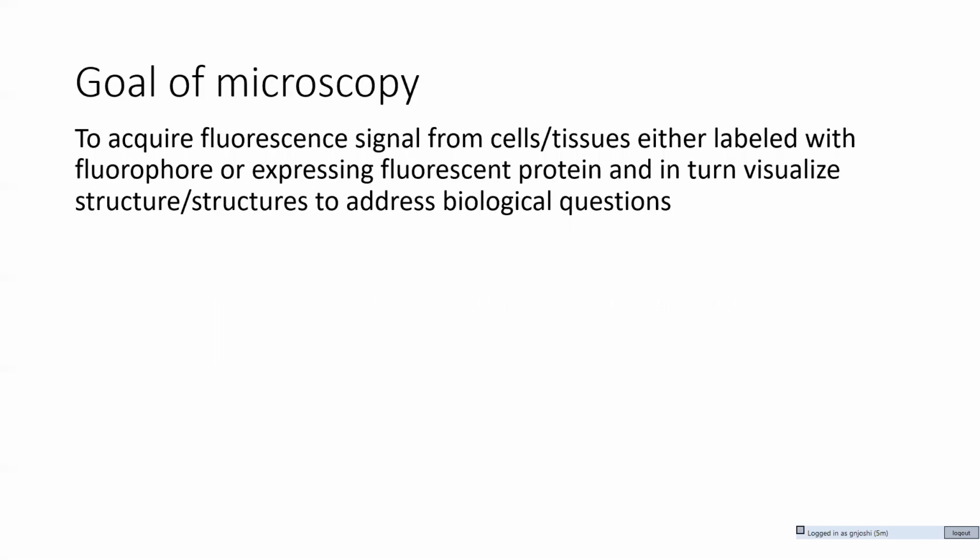All right. So when we think about the goal of a microscope, what is it? It's to acquire fluorescent signal from cells or tissues which are labeled with a fluorophore, which expresses either a fluorescent protein or some kind of fluorophore, and in turn you want to visualize those fluorescent structures to address biological questions. So the key over here is your cells or tissues are labeled with a fluorophore, which expresses a fluorescent protein.